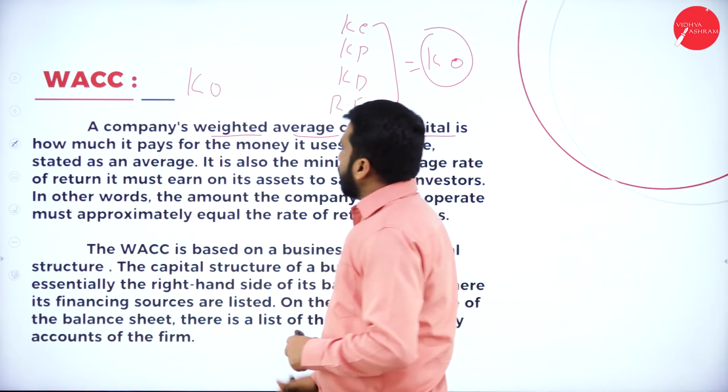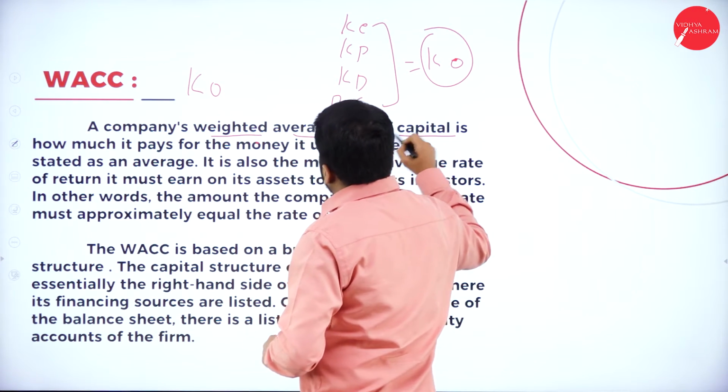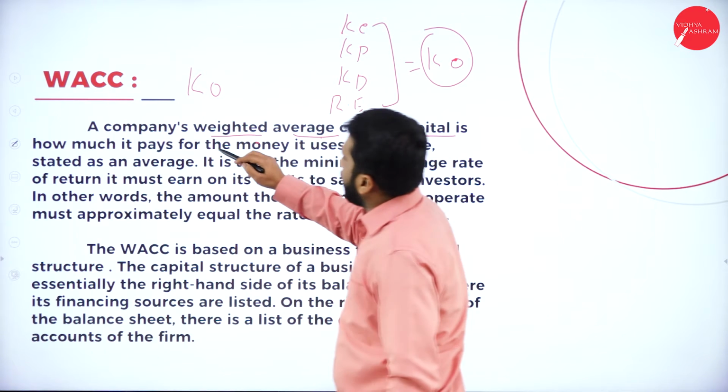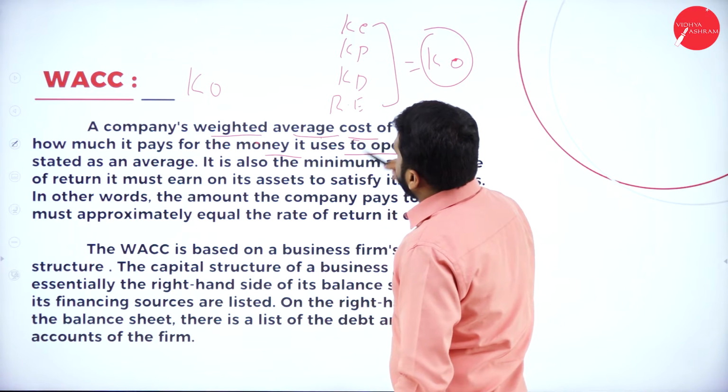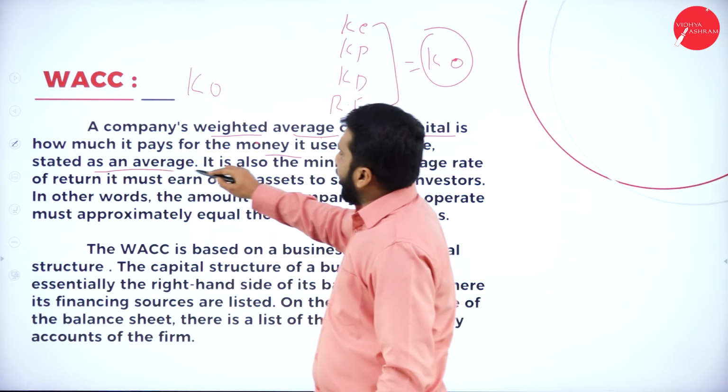Now, as per this, a company's weighted average cost of capital is how much it pays for the money it uses to operate, stated as an average.